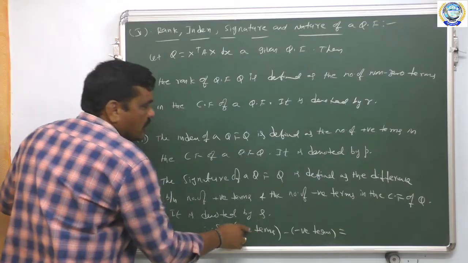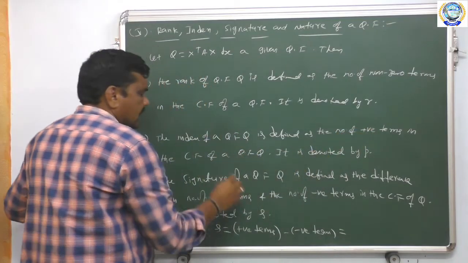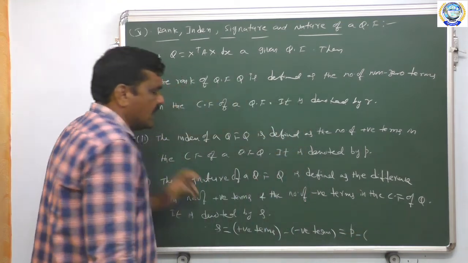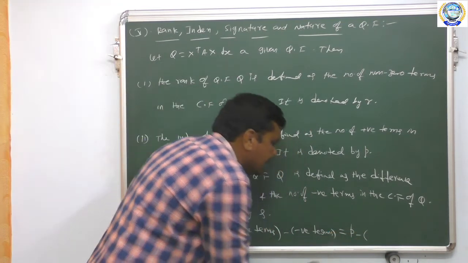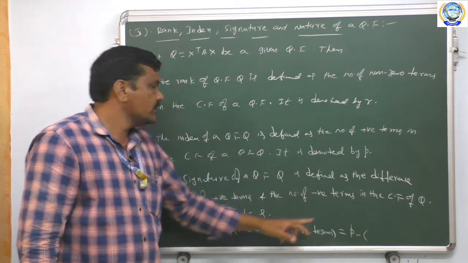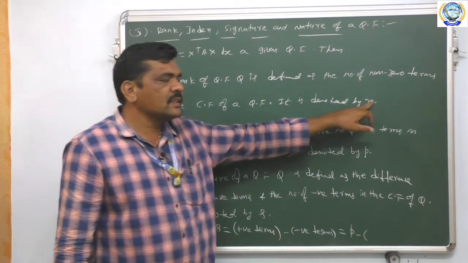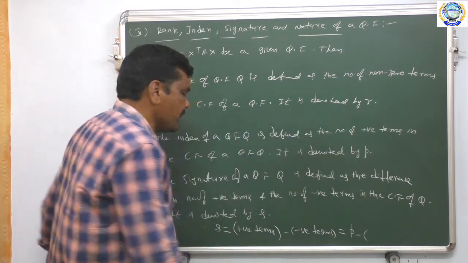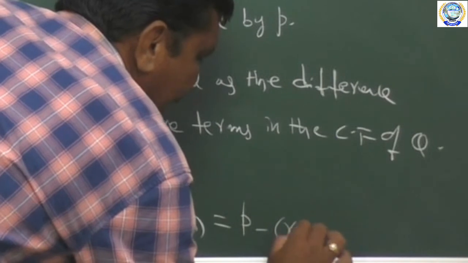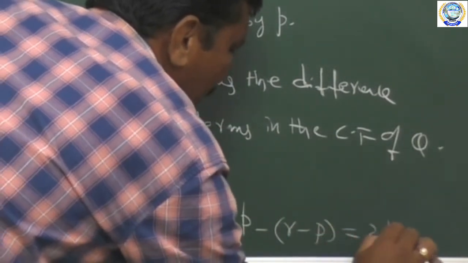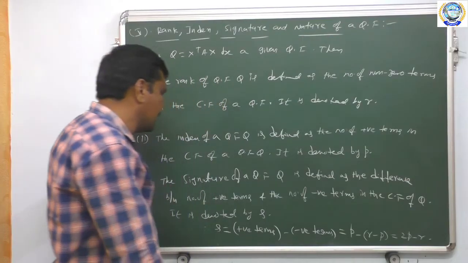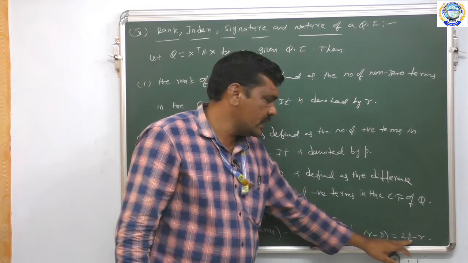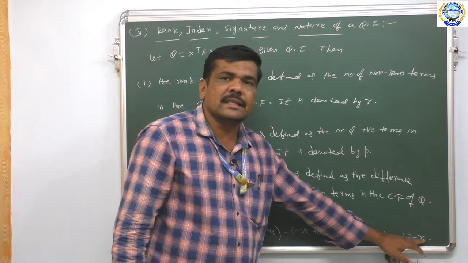Here, the number of positive terms is defined as the index of a quadratic form, and it is p, and the number of negative terms in the canonical form is r minus p. Here r is the total terms and p is the positive terms, so r minus p is the negative terms. P minus (r minus p) is equal to 2p minus r. Therefore, the signature s is equal to 2p minus r. Here p is the index and r is the rank.